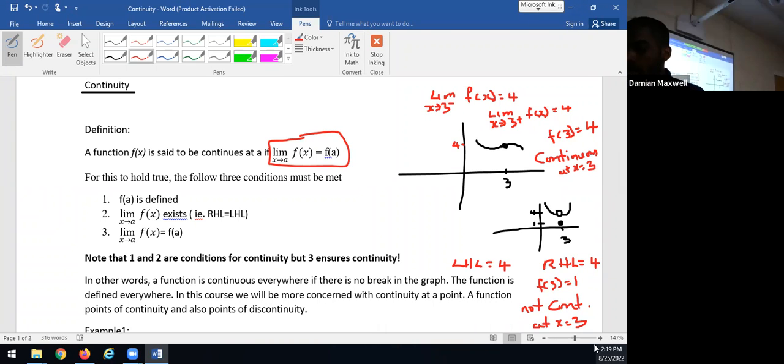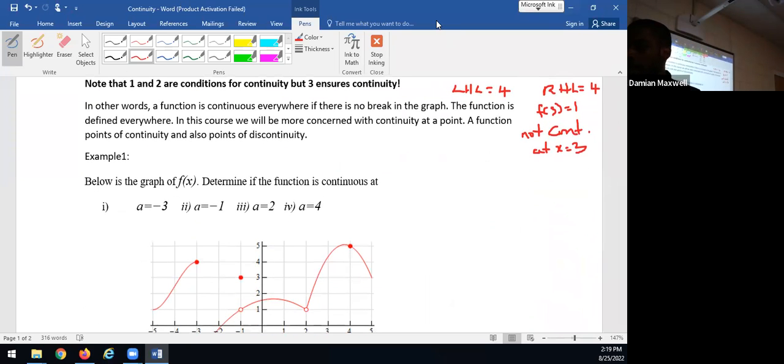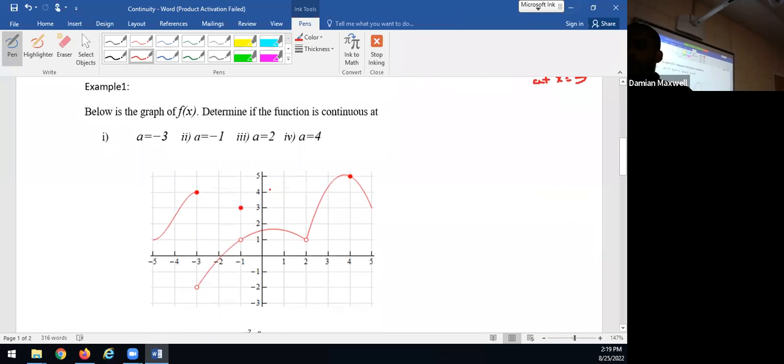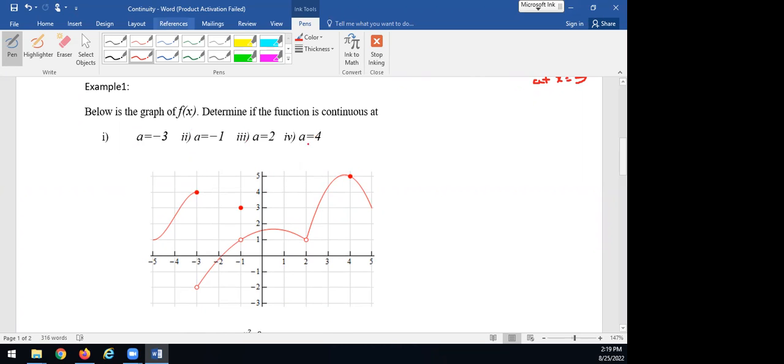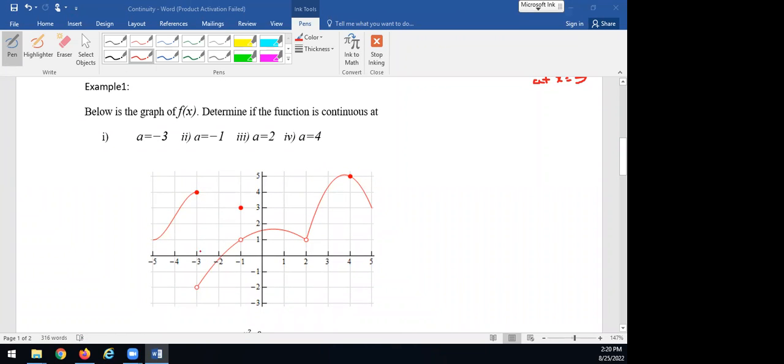All right, let us go ahead now and do some examples so we can get confident in what we are doing. Example number 1. Below is the graph of f of x, and we want to determine if the function is continuous at these given values. Let's start with x equal to -3. That's right here. And we're going to give a reason for each of these. Is it continuous at -3?